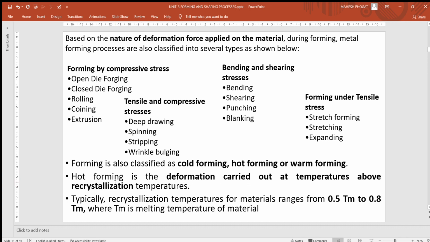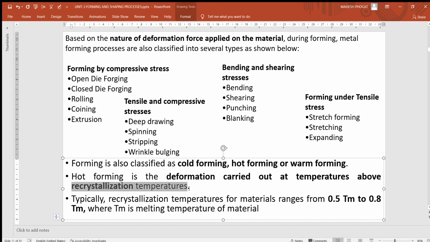What do these look like? Hot forming is done at high temperature, that is, above the recrystallization temperature. When forming is carried out above the recrystallization temperature, it is called hot forming, and when it is done below it, it is called cold forming. The recrystallization temperature for various materials ranges from 0.5 to 0.8 Tm, where Tm means the melting temperature.